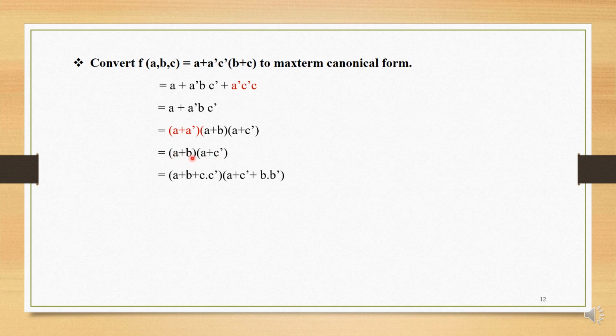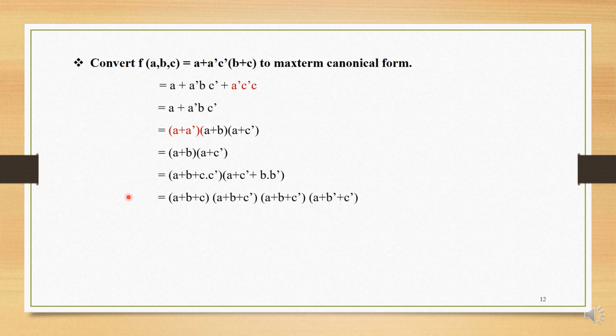Now from this expression you can see that we have two sum terms. In the first sum term, variable c is missing. So in order to introduce variable c without disturbing the original sum term here, we can rewrite the same sum term as a plus b plus c dot c bar, where c dot c bar will be equal to 0, which does not affect the original sum term. Next we have the next sum term as a plus c bar, where the b variable is missing. So introducing the b variable for this sum term gives you a plus c bar plus b dot b bar.